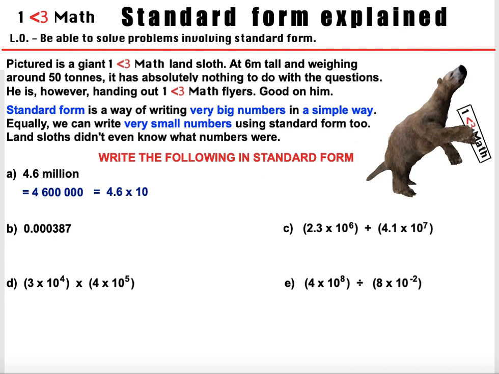Let's look at how many places the decimal point has shifted. The decimal point has shifted 6 places, and 10 to the power of 6 is actually a million. So 4.6 times a million would make sense. It's 4.6 times 10 to the power of 6. Basically we've put our decimal point after our first significant figure, and we've looked at how many places it's moved. It's 6 places, so writing 4.6 million, 4,600,000 in standard form is 4.6 times 10 to the power of 6.